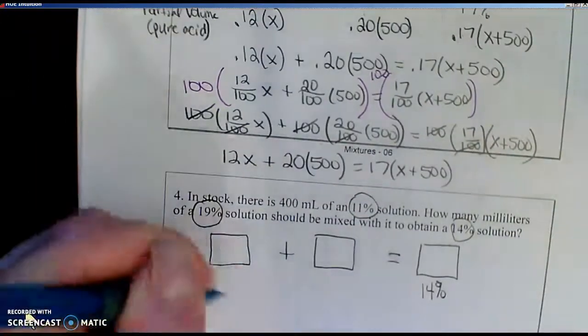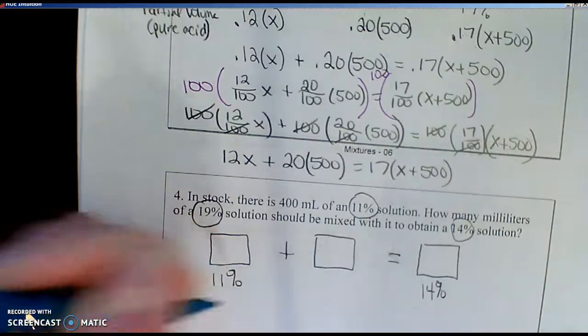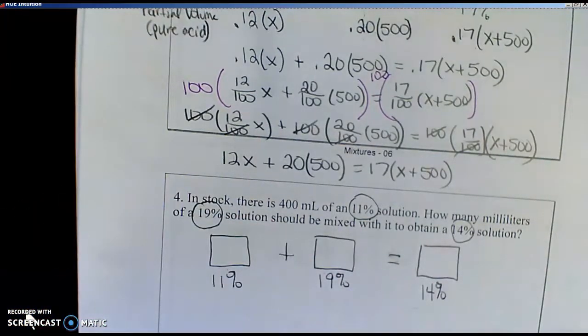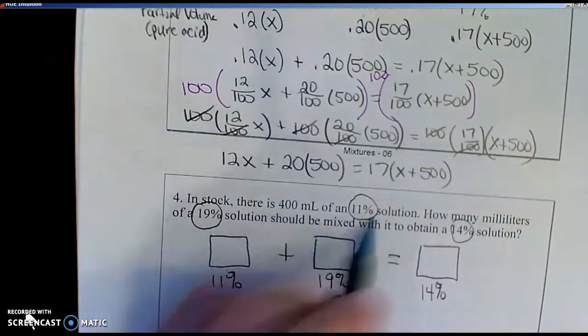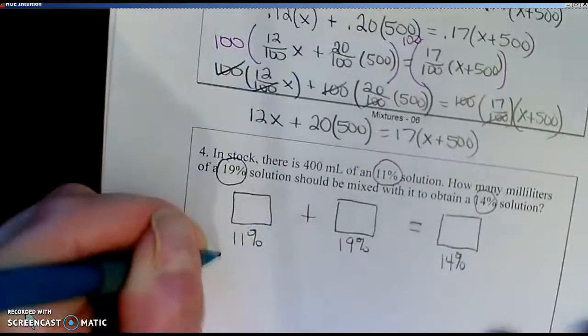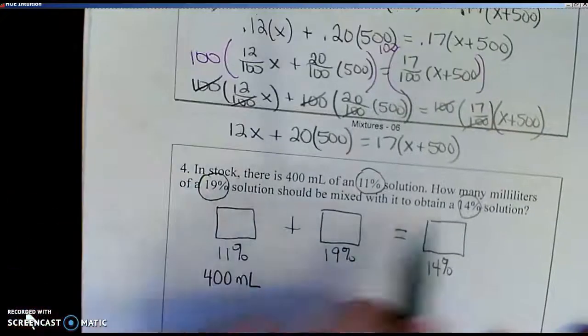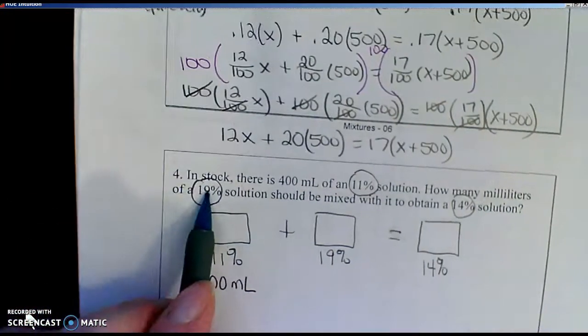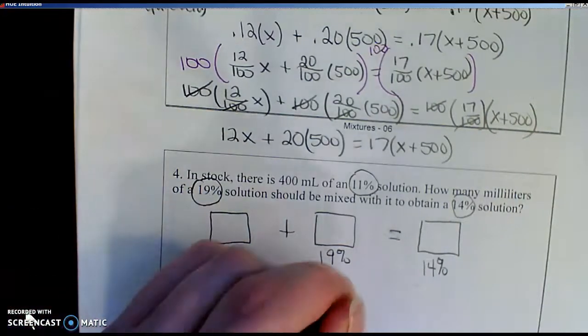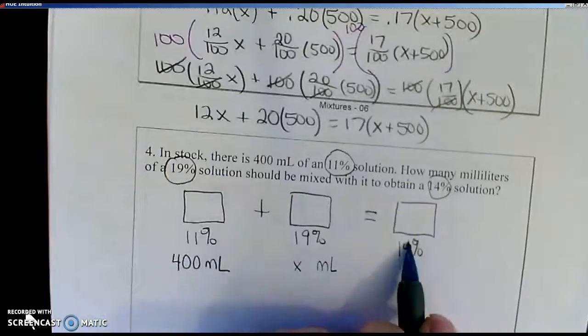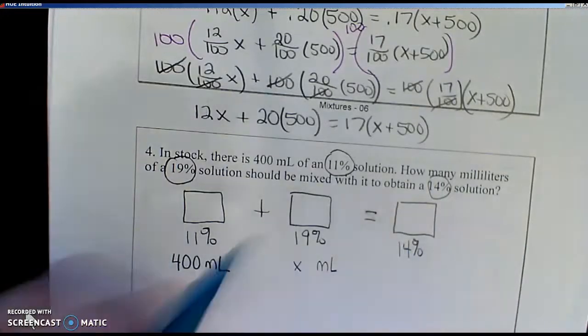So I'm going to say the 11% goes first and then the 19%. So what's going on is there's 400 milliliters of the 11%, so 400 milliliters goes here. And we're saying how many milliliters of the 19% solution. So X goes here because that's going to answer the question. So now what's the total volume of the 14% solution?